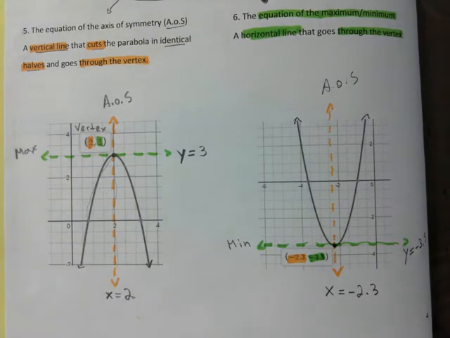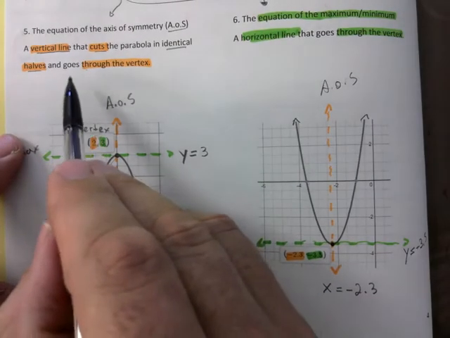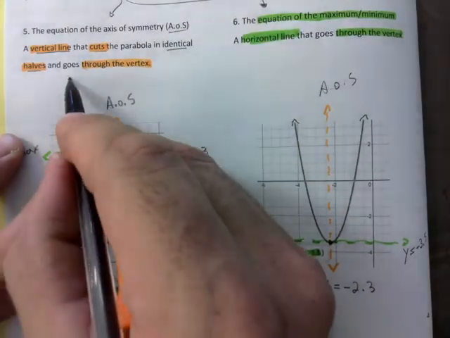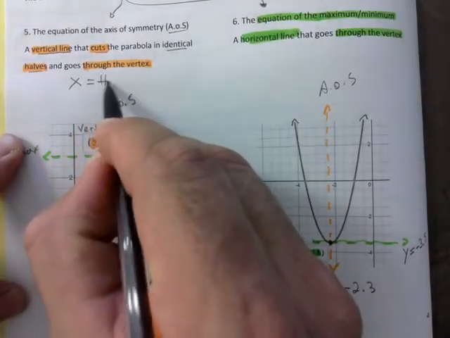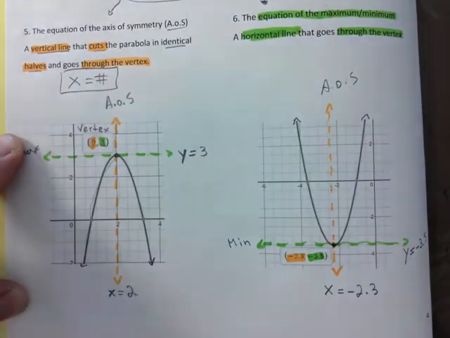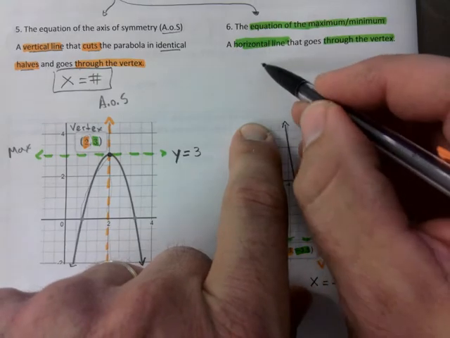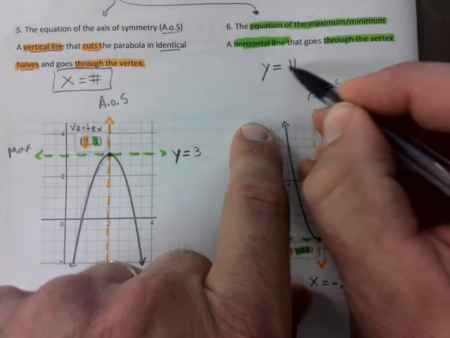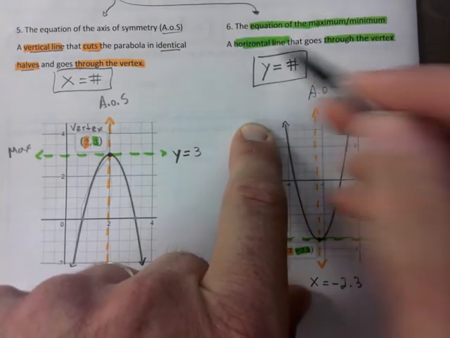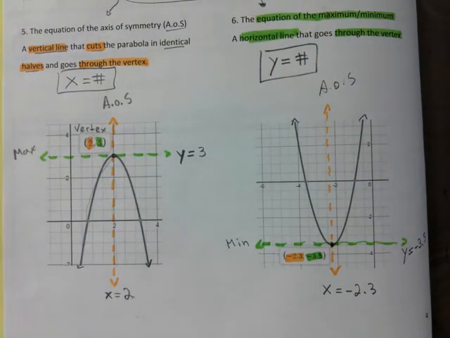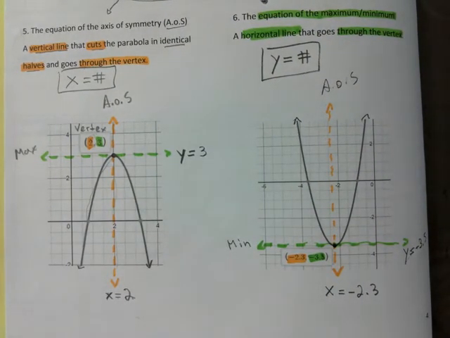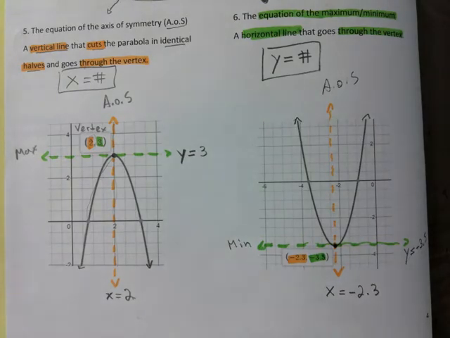And I think just to make this abundantly clear, at the top right here, under the axis of symmetry, x is equal to a number. That's how you're going to state that. If I ever ask that, that's how you're going to do it. And this is going to be y is equal to a number. And that number is coming from the vertex. Okay, that number comes from the vertex.